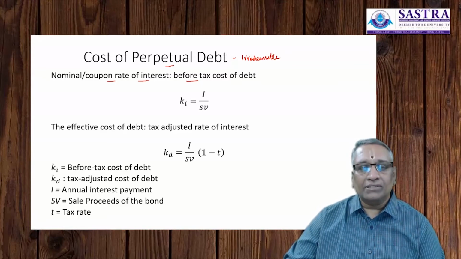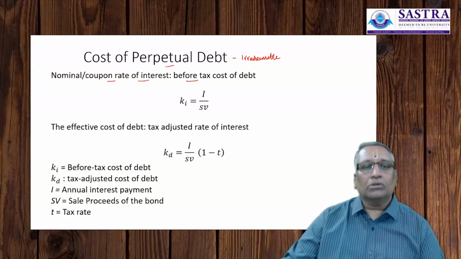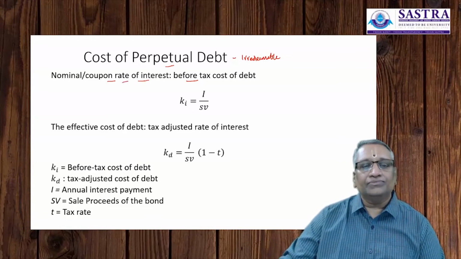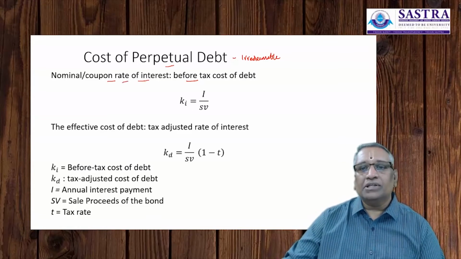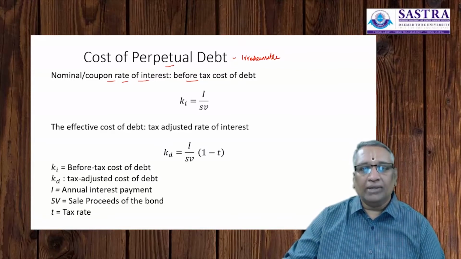When a firm has raised its capital by issue of debentures for 5 years or 7 years, the principal amount is to be redeemed after 5 or 7 years, along with the committed coupon rate of interest, paid year on year. But in perpetual debt, interest will be paid, but the principal amount will not be redeemed. This is the nature of this kind of debt.